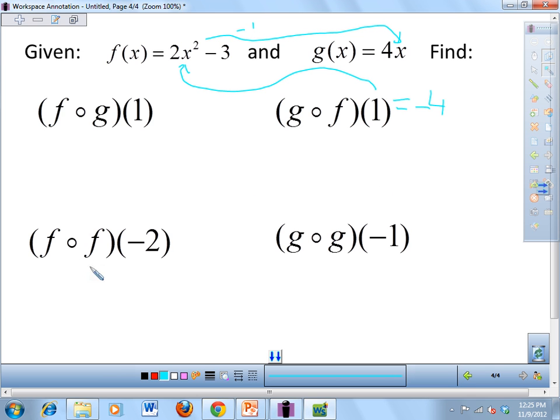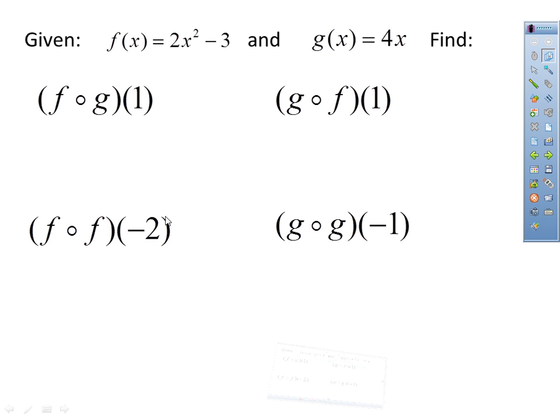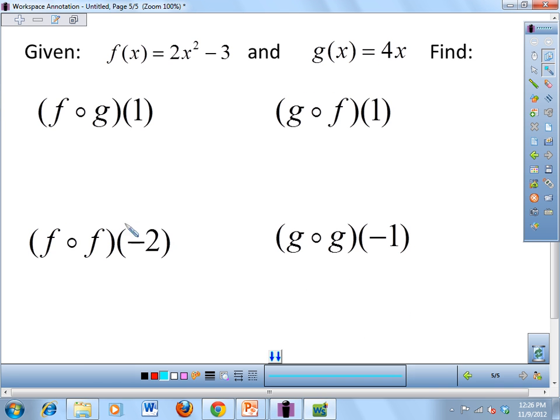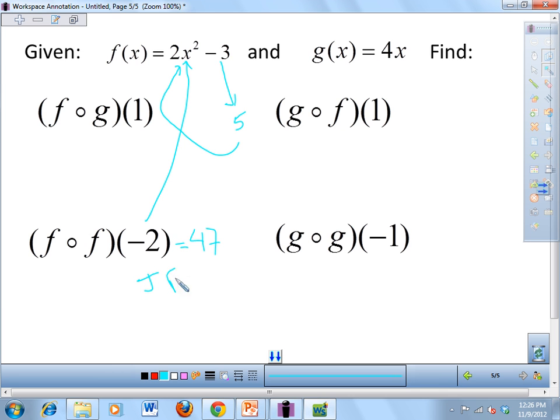Who can tell me what f of negative 2 is? That's a little more tricky here. John wants to tell me what f of negative 2 is. 47. I think that's right? You take negative 2, you square it, you multiply by 2, so that'd be 4 times 2, which is 8. Minus 3 is 5, so you get out 5, and then it says go through that cycle again. Take 5, stick it back in there, 2 times 5 squared minus 3, and you get out 47. Way to go, JP.